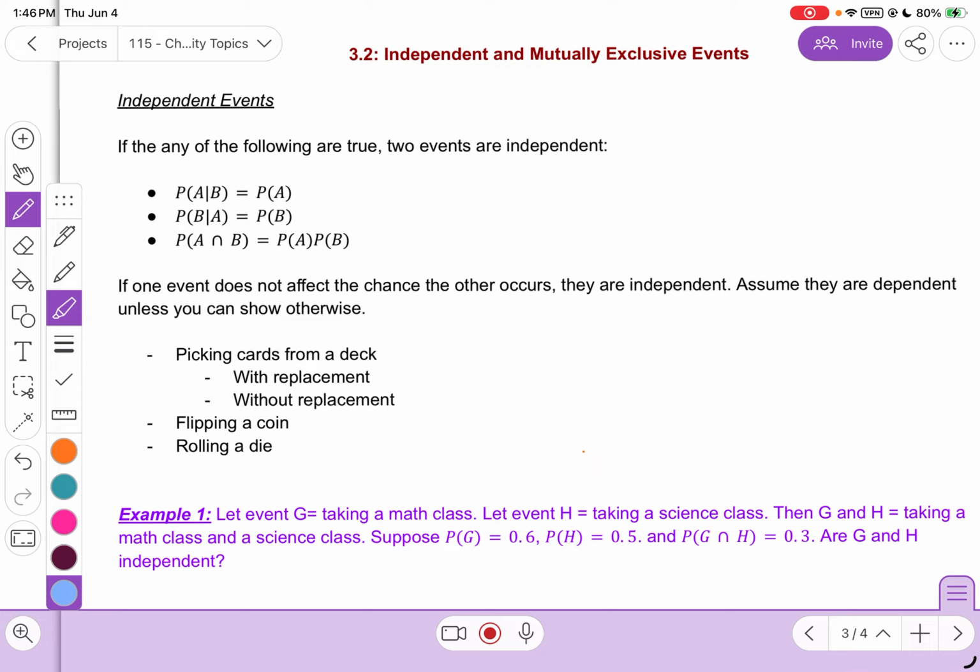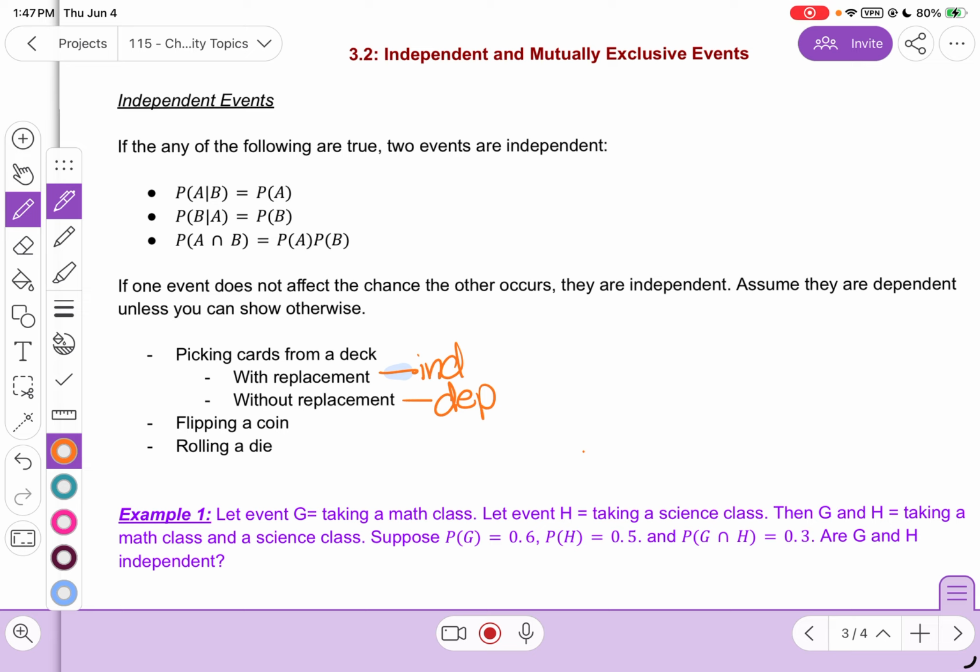Some examples of independent and dependent events. Picking a card from a deck. So if you have a deck of cards and you pick one out, you have 52 cards in a deck. If you pick a card out and then you put it back in, there's still 52 cards for your next pick. So with replacement, it's independent. If you don't put it back in, now there's only 51 cards. So when you pick again, the probability is different. So that's a dependent event.